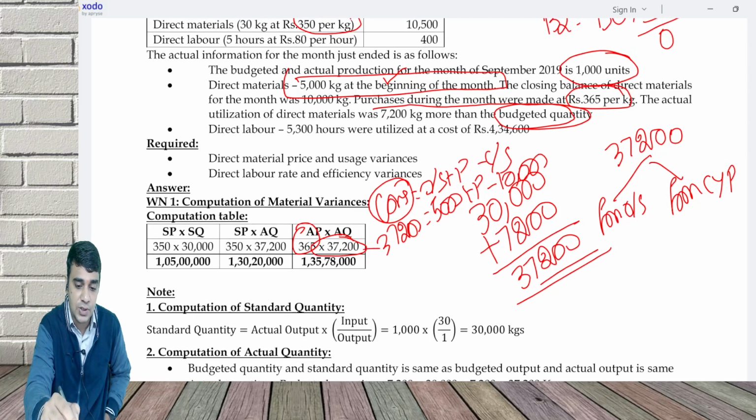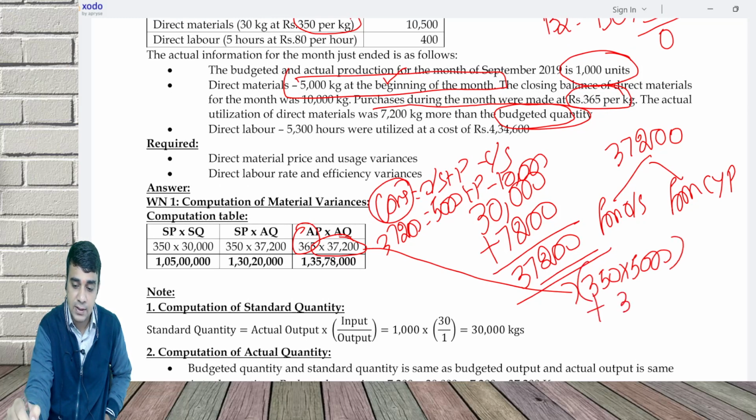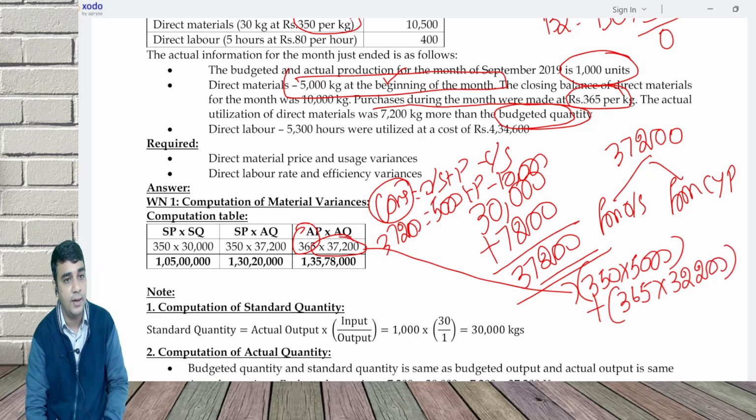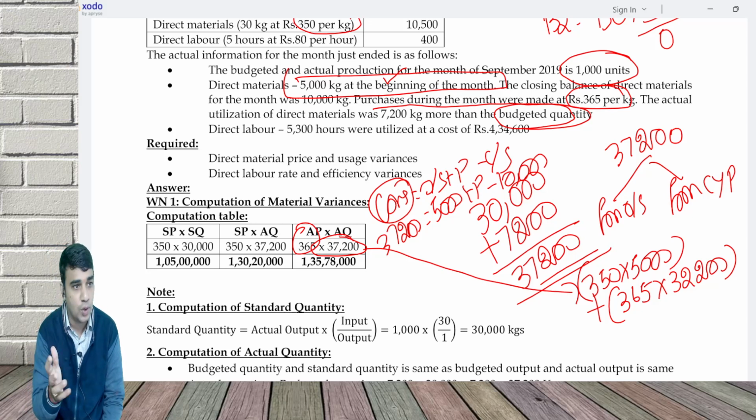Ideal answer is, you can change it as 350 into 5,000 plus 365 into 32,200. Of the 37,200, 5,000 units have come from the opening stock, which is at 350. Balance have come from current year purchase. I don't know the current year purchase, and I don't want to know. I can calculate, but I don't want to. Balance will come from current year purchase. That is a very simple logic. That will be at 365.